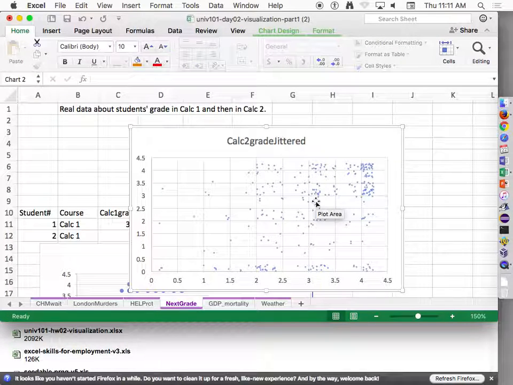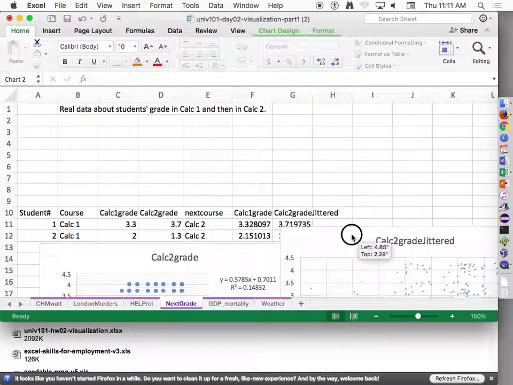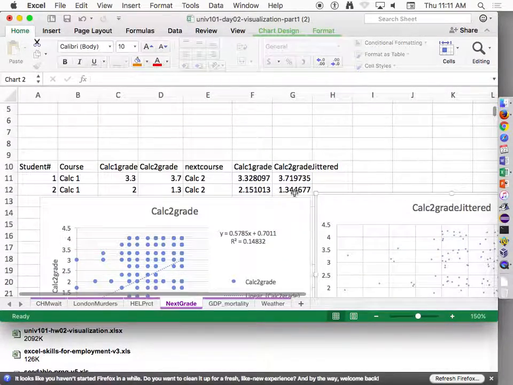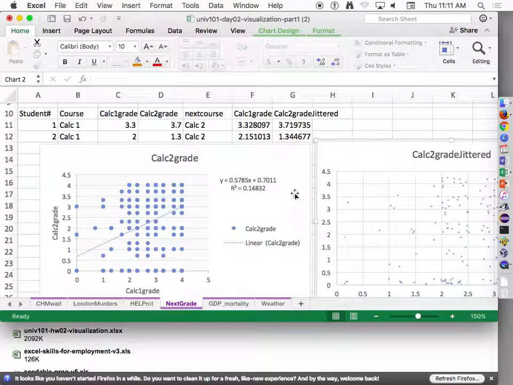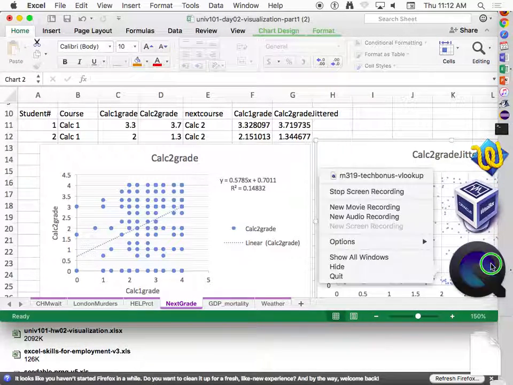So should I put a trend line on this? No, I shouldn't do actual analysis with jitter data. It's just for visualizing. If I was very careful, I could somehow paste this data onto there, not show the big dots, but still have the trend line on them and have only the jitter data showing. All right, so that's jittering.